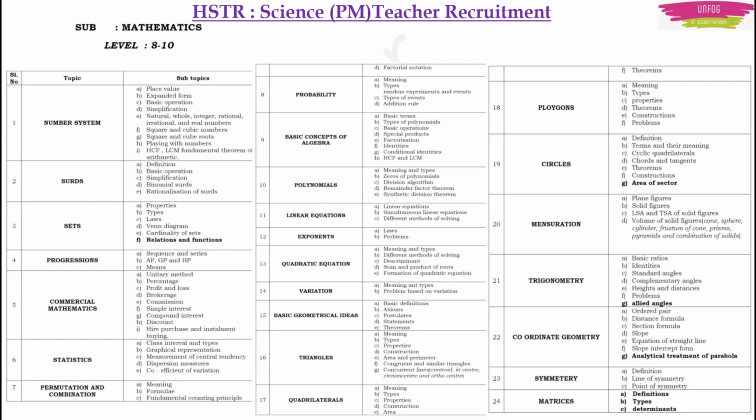Now this is your HSTR syllabus for science teacher. The maths syllabus contains around 24 chapters. This number system is the first chapter. So in this lecture, let us discuss all about this chapter and let's also solve all the expected questions from this chapter.